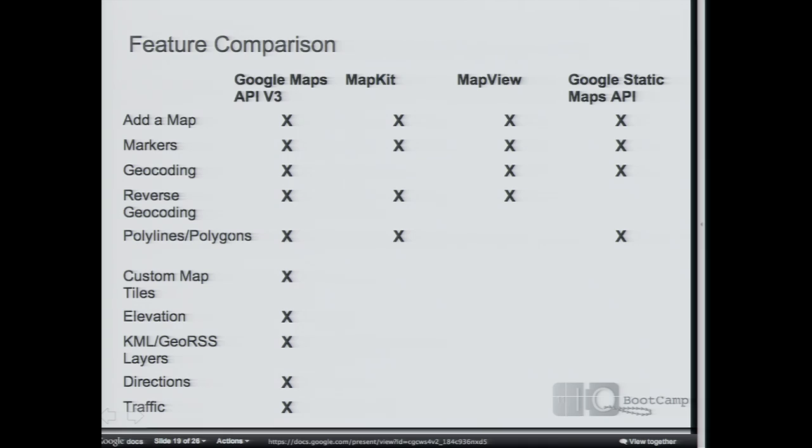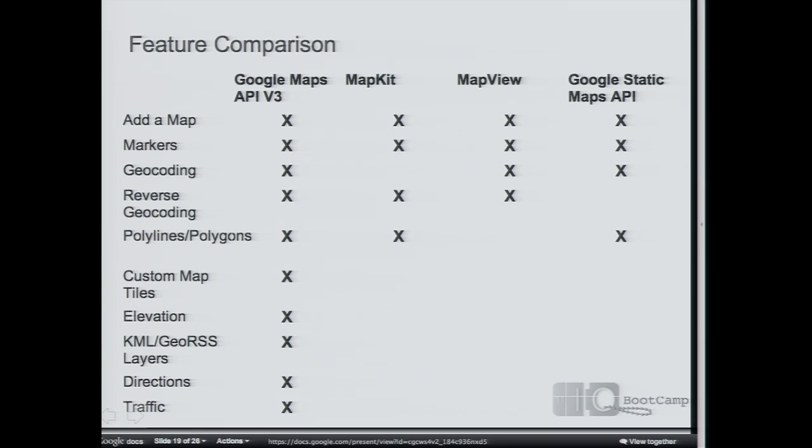Okay, so let's go through some of the feature comparisons here. I've got 2 slides of this, and the bottom line is that the first column, the JavaScript Maps API, has tons of features that are not in any of the other APIs.